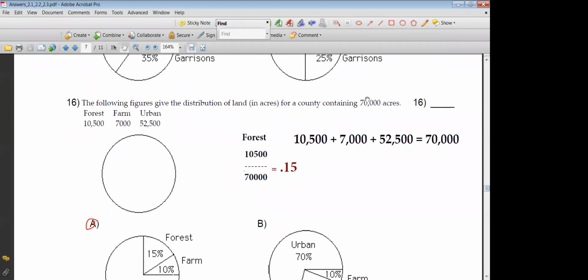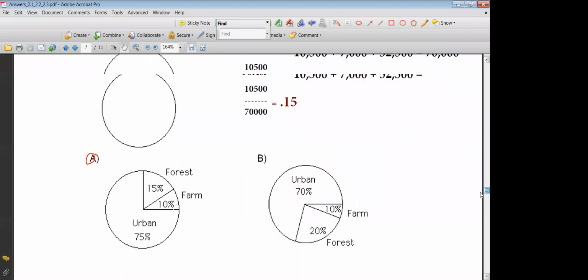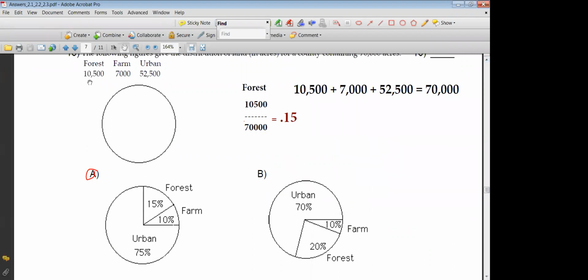I added them all up. He told me that there were 70,000 acres. My discrepancy here, I'm looking at forest. I just picked forest. I could have picked farms. I could have picked urban. Forest, according to this pie chart, represents 15% of the total. Well, he told me in the problem, forest was 10,500 acres divided by the total, 70,000.